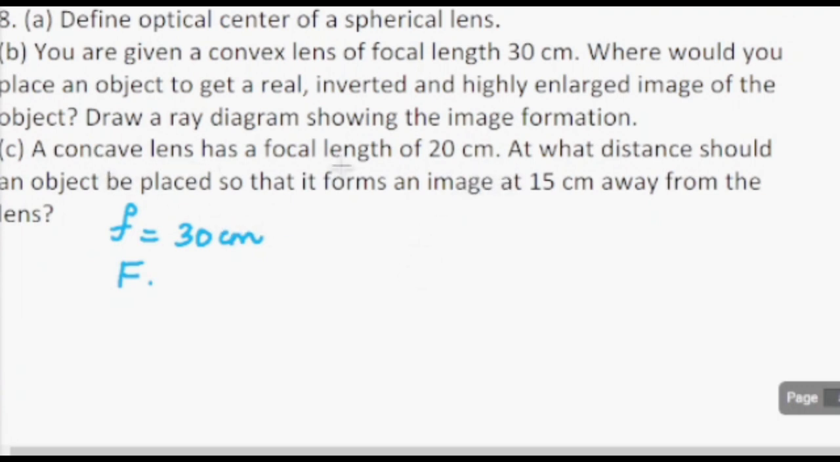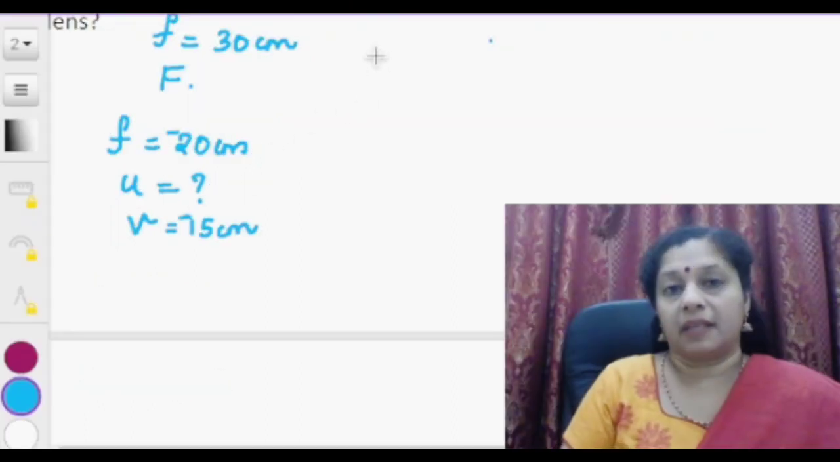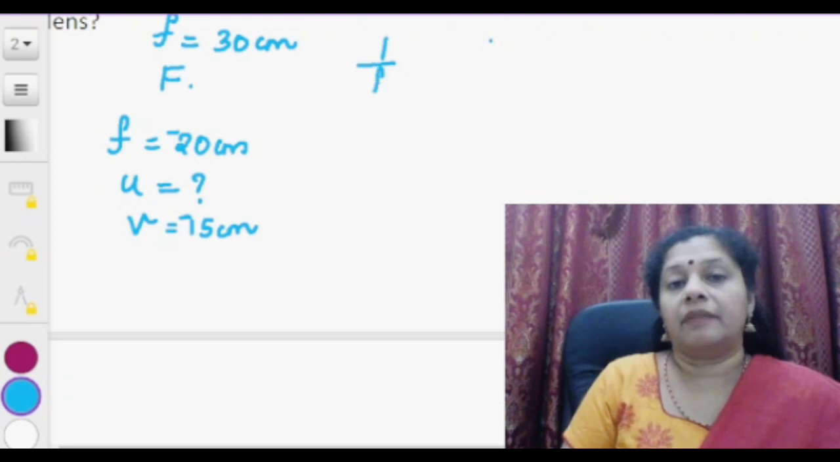A concave lens has a focal length of 20 cm. So f is equal to 20 cm, but the lens is concave, so focal length should be negative. At what distance should an object be placed? So we have to find out u, so that it forms an image 15 cm away from the lens. So v is equal to 15 cm. Now we can use the lens formula, 1 by f is equal to 1 by v minus 1 by u. Therefore, we have to find out u.